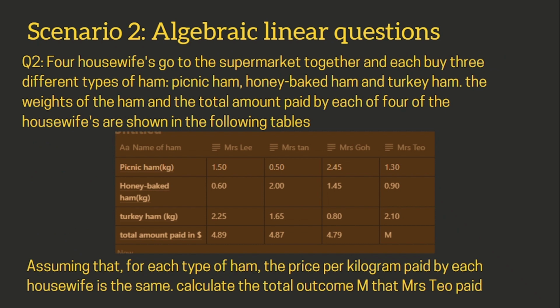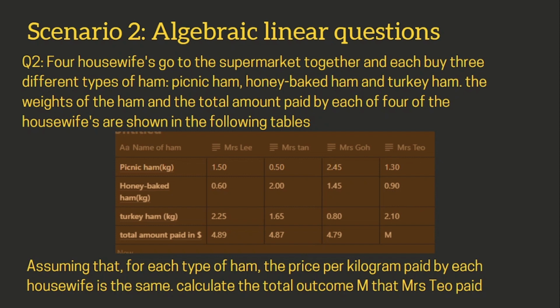And so this is another question which has slightly more tricky parts to it. So 4 housewives go to the supermarket together and each buy 3 different types of ham: picnic ham, honey baked ham, and turkey ham. The weights of the ham and the total amount paid by each of the 4 housewives are shown in the table.